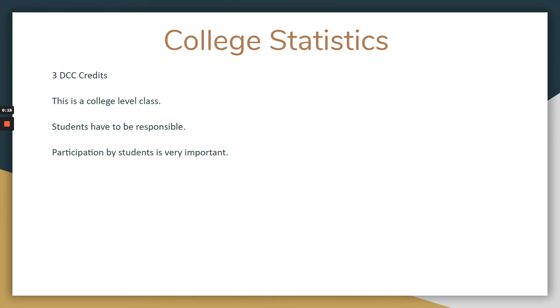This is a 3-credit Dutchess Community College class taught, of course, at the college level. It is a concurrent class through Dutchess Community College, which means students have to have a certain amount of responsibility during the class. So they need to turn their work in on time. They need to understand what's due at particular points. They need to work a little bit more independently than they might have been in the past. Participation is super important in this class for all students.